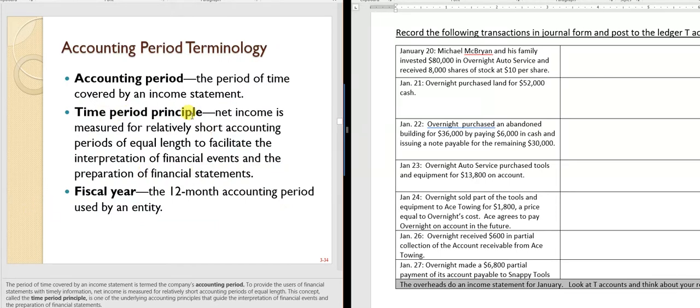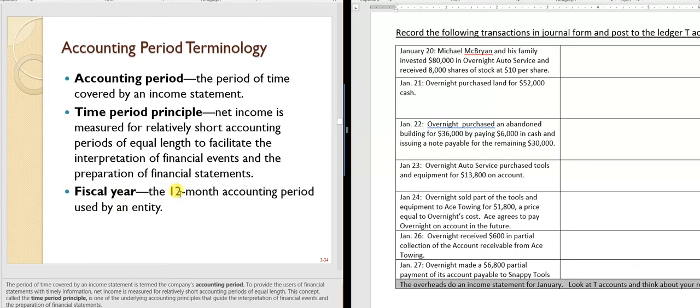Time period principle. So we want to compare things a year to a year. You don't want to say, hey, I had a great income statement, but last year I only kept track of it for 12 months, so I wanted to look better, so I added 2 months to my income statement. That just doesn't make any sense. So that's why we have a time period principle.